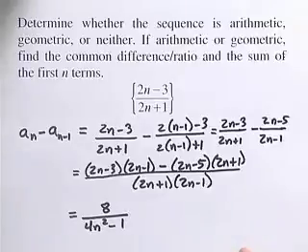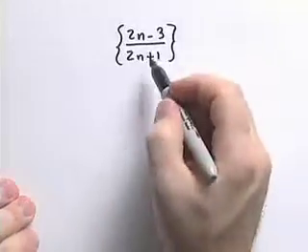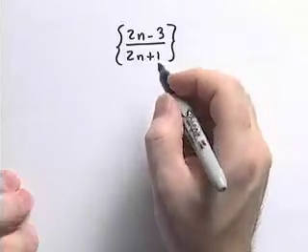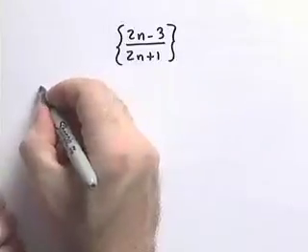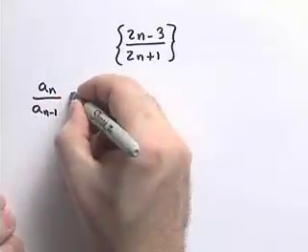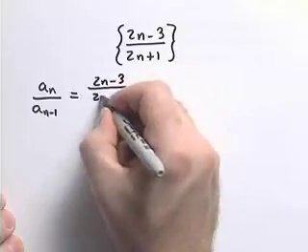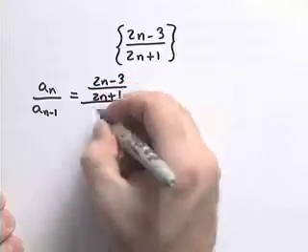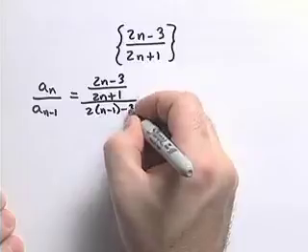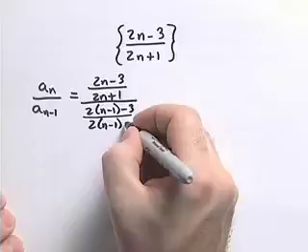Next, we're going to check to see if the sequence is geometric. So again, here is our general form. To determine whether this sequence is geometric, we need to look at the ratio of consecutive terms. That is, we want to check a_n divided by a_(n-1). In this case, we'll have (2n - 3)/(2n + 1), all of that divided by (2(n - 1) - 3)/(2(n - 1) + 1).